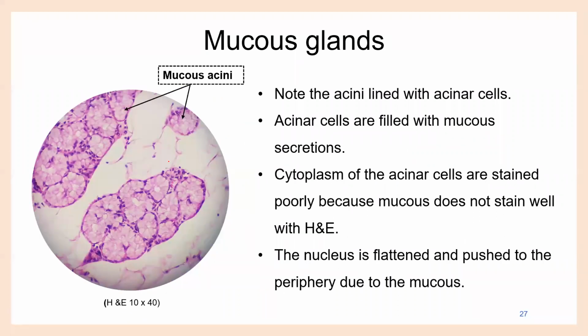Right. So then mucous glands, you have these lightly staining ones with large mucous granules and the peripheral nucleus. So the lumen is there, the cell is there. You have a large mucous vesicle here and a peripheral nucleus, so the nucleus is pushed to the periphery. Note the acini lined with acinar cells. Acinar cells are filled with mucous secretions. The cytoplasm of the acinar cells is stained poorly because the mucus does not stain well with H&E. And the nucleus is flattened and pushed to the periphery due to the mucus.